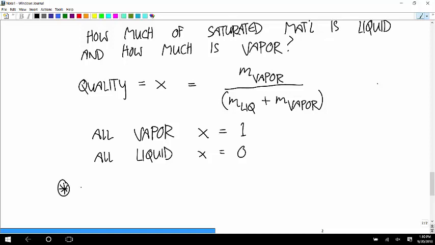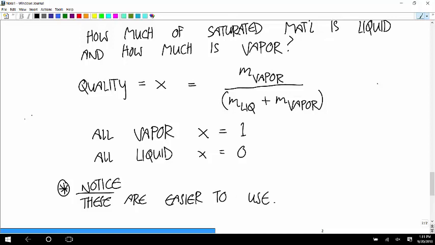Okay, so notice if you're looking up stuff in the tables at the saturation temperature, at a saturation state, you're happy because these are the simpler ones to use. Because now we have to deal with states where you're not at the saturation state. It's all liquid away from the boiling temperature and pressure, or it's all superheated vapor.